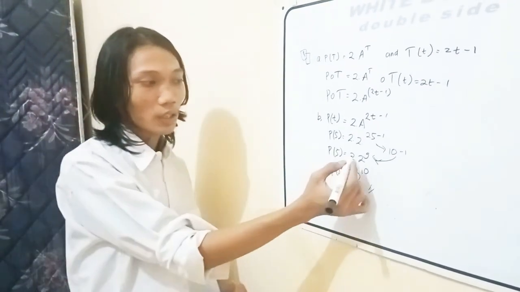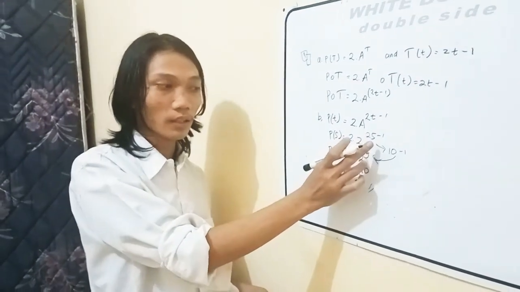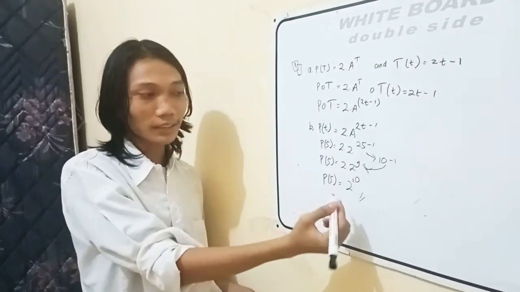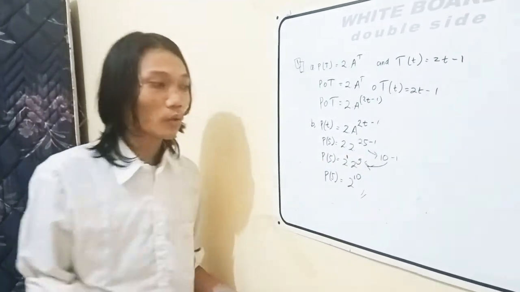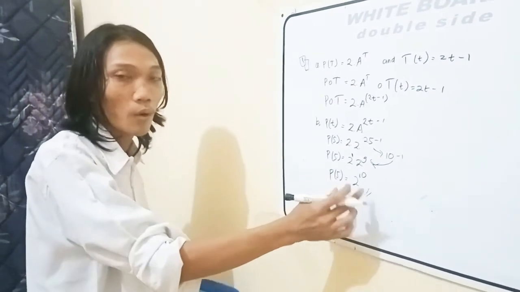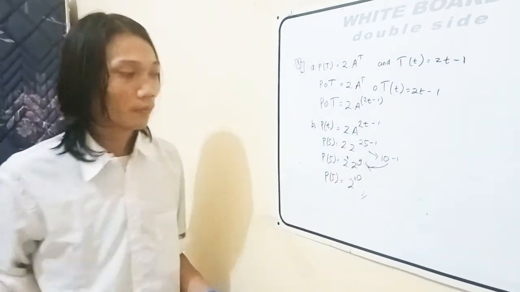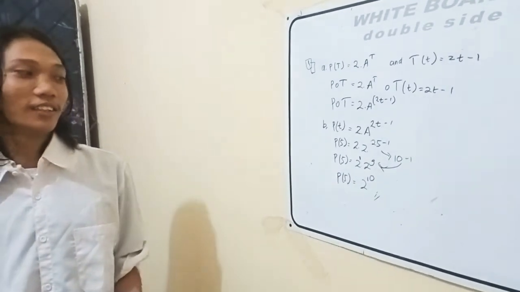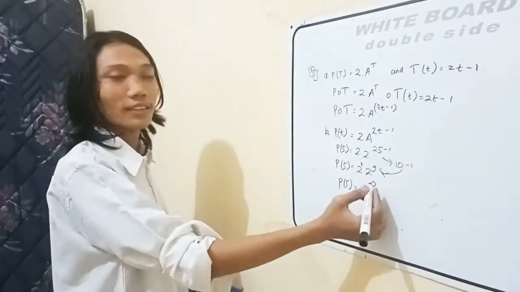Because the powers are different but the base is the same, which is 2, to operate this problem we just add the powers. So the result is P(5) is equal to 2 to the power 10. 10 comes from 1 plus 9. So after 5 seconds, the bacteria change to 2 to the power 10 cells.